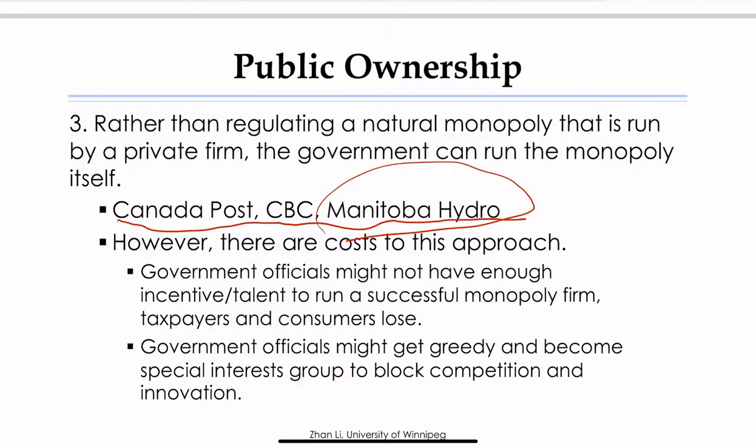The first is that government officials potentially don't have the incentive or the talent to run a successful firm. So in this case, taxpayers and consumers will lose. Second, potentially government officials themselves might get greedy and become special interest groups to block competition and innovation. That is, maybe in the end, the government will actually want to actively seek monopoly. Right?